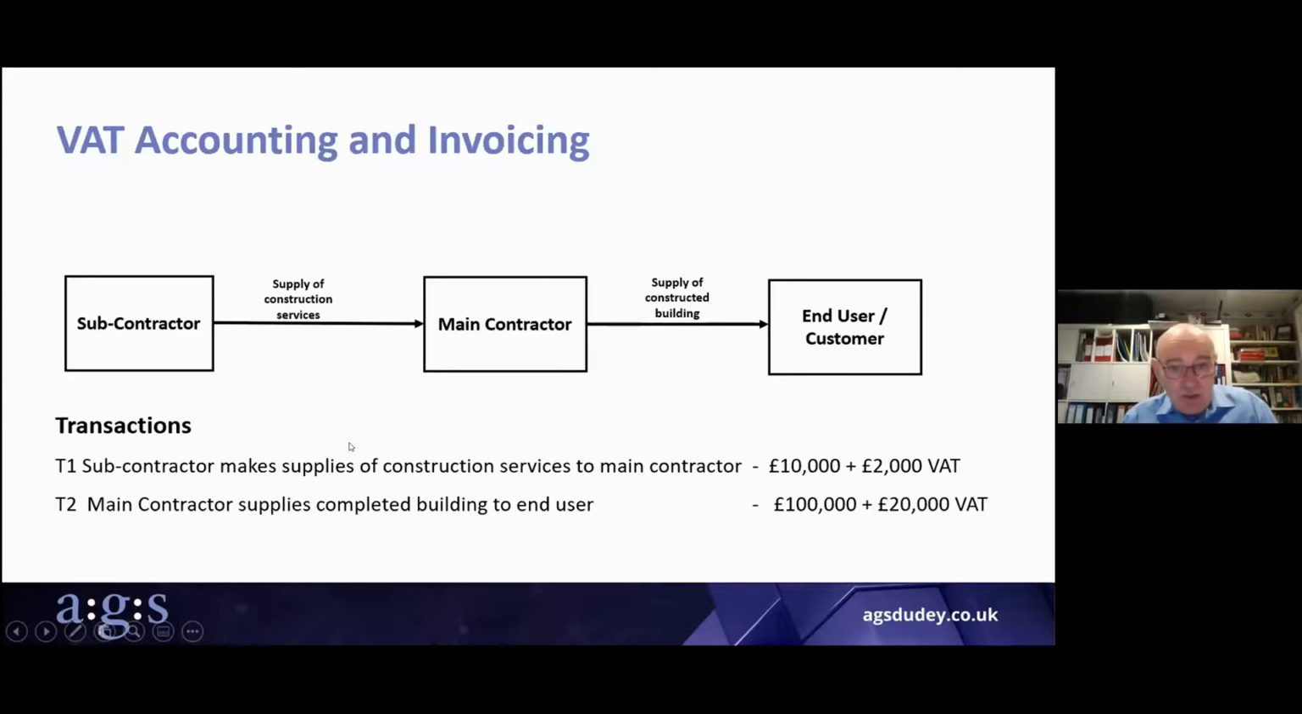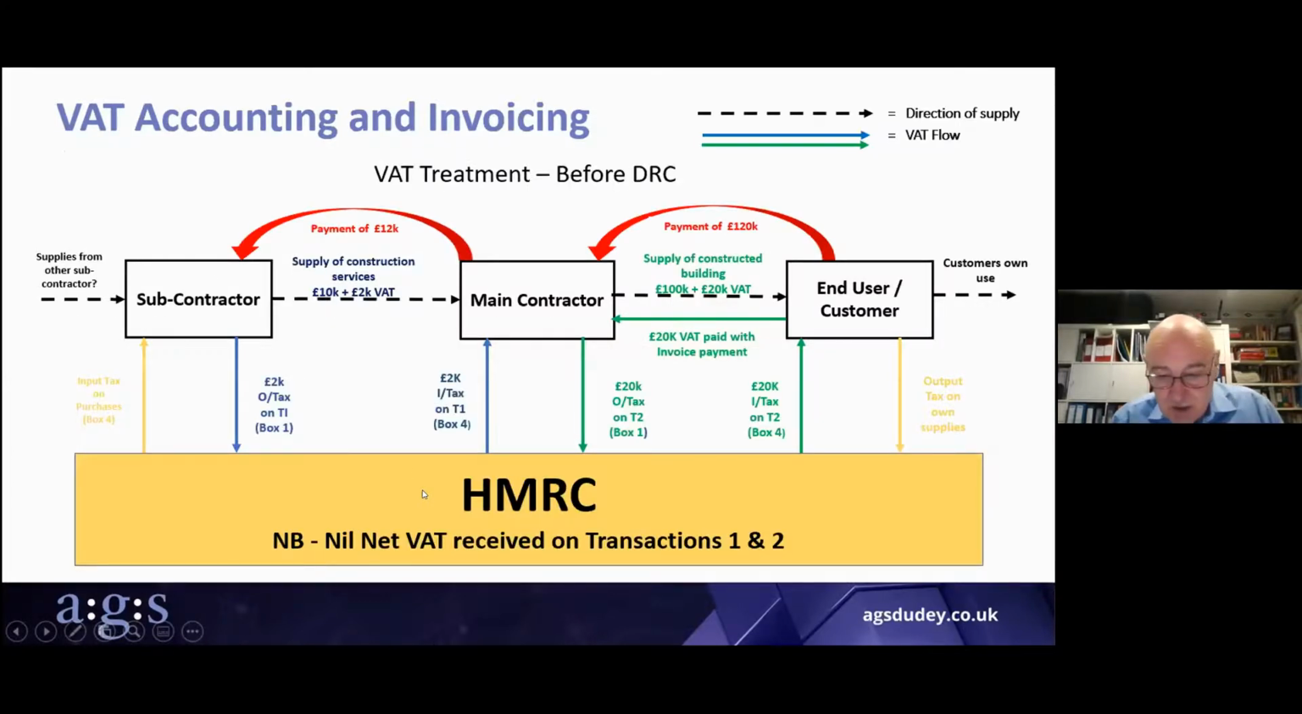Now this next diagram's got a lot of arrows on it, but don't be intimidated by it. All we've got basically is a subcontractor making that supply, 10,000 plus 2,000, so 12,000 pounds on the invoice. This is before the DRC applies, so it's what you're doing at the moment. The main contractor pays the 12,000 pounds across to the subcontractor. They declare the VAT on their return and pay it to HMRC. The main contractor as customer recovers that VAT from HMRC in box 4 of his return.